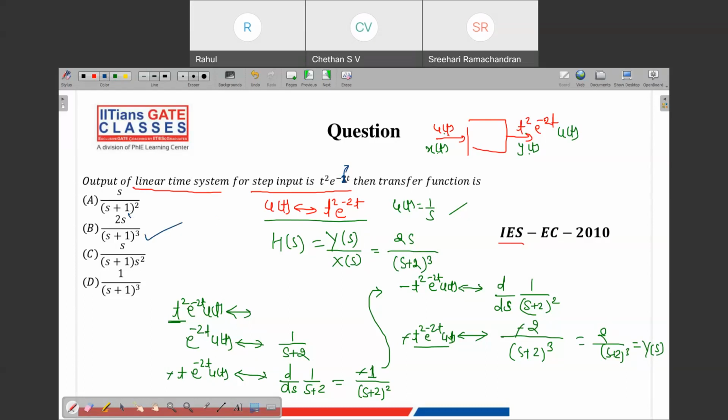So here we have just divided Y(s) by X(s). It will give us 2s divided by (s plus 1) cube if it is e to the power minus t here.